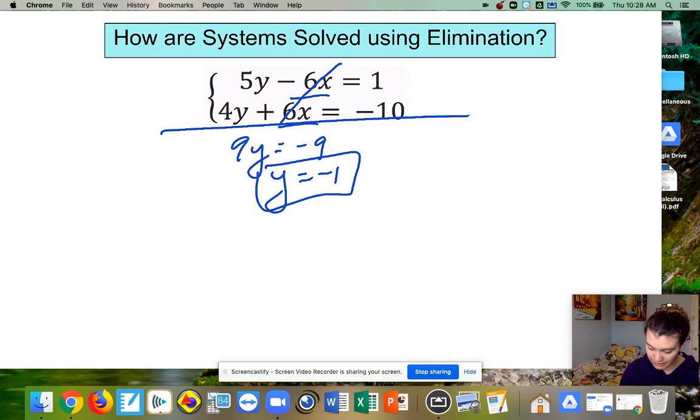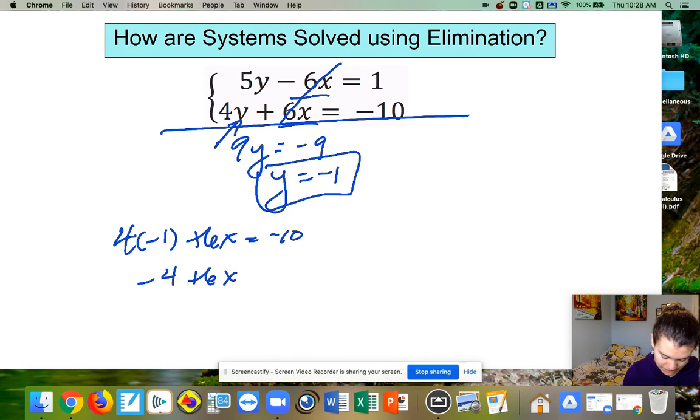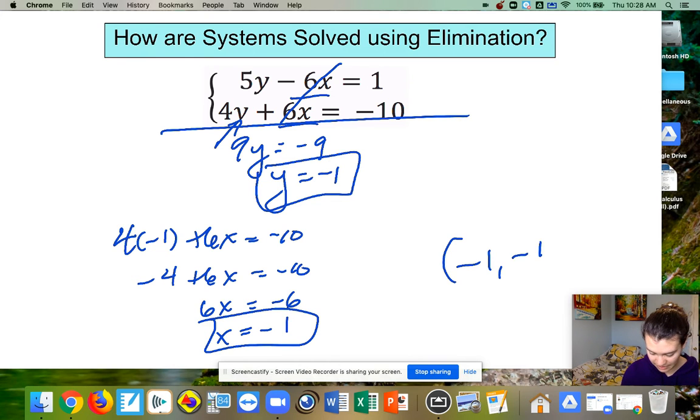And then again, you can plug it into either one. So I'll plug it into this second one this time right here. So you have 4 times negative 1 plus 6x equals negative 10. Negative 4 plus 6x equals negative 10. 6x equals negative 6. X equals negative 1. So your solution is negative 1 for this one.